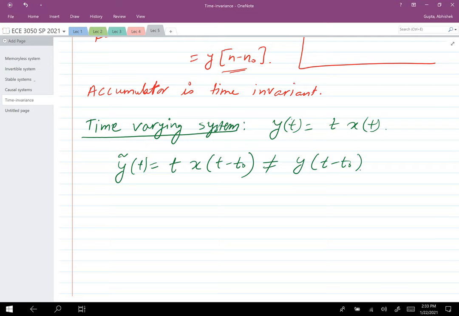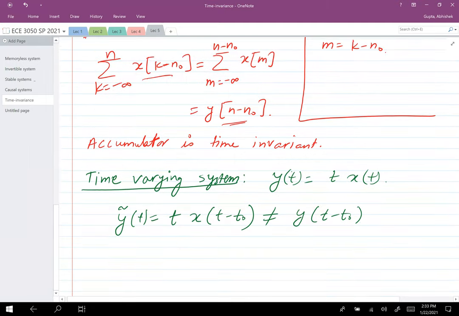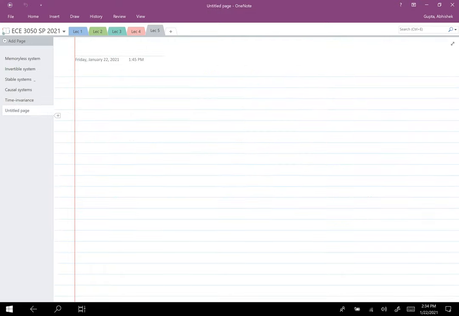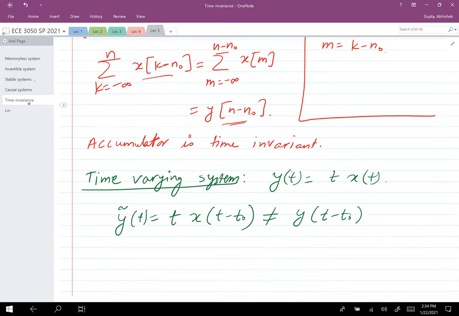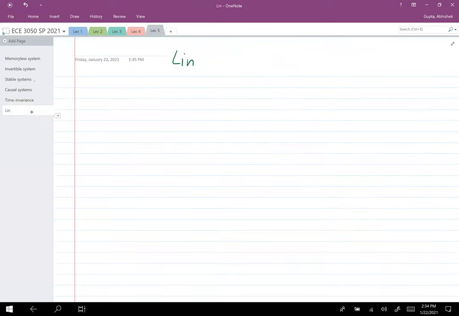Any question on time invariance? Okay, let's get to the final topic for today's class, which is linear systems. I'm sorry, could you go back to that page? I missed it. Let me know when you are ready. Yep, I'm good, thank you. That's all I need.